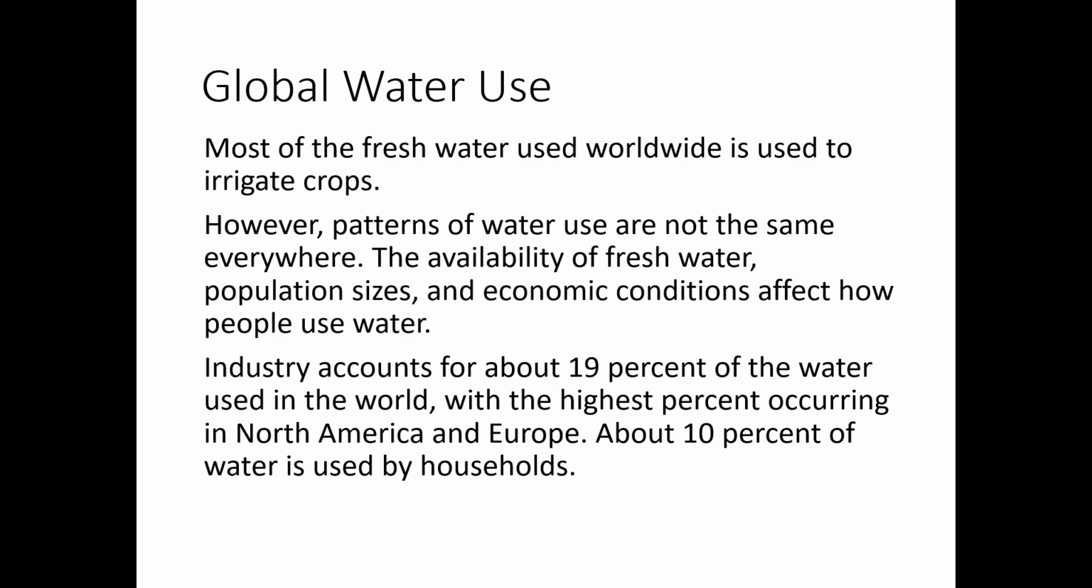So most of the fresh water that we use today, as I mentioned in the previous slide, is going to be to irrigate crops. Industry is about 19% of the water, and about 10% of water is going to be used by households.